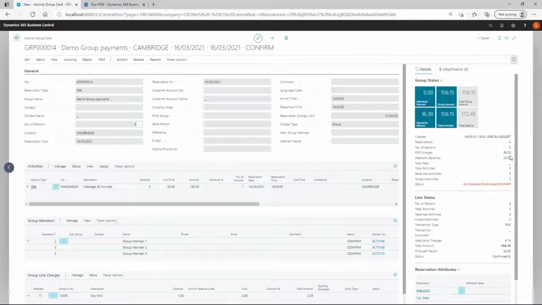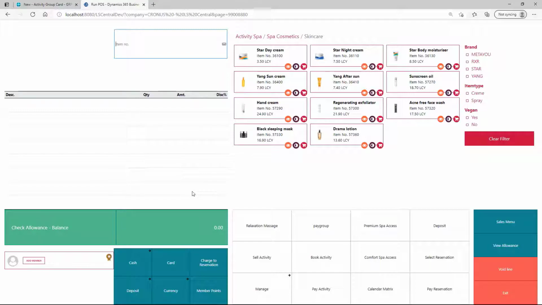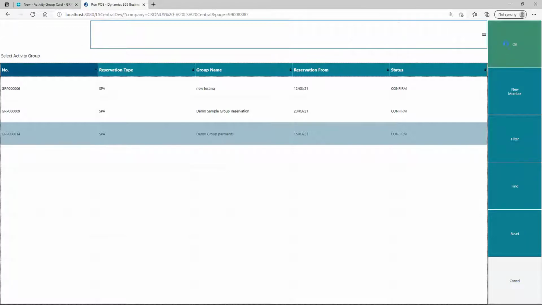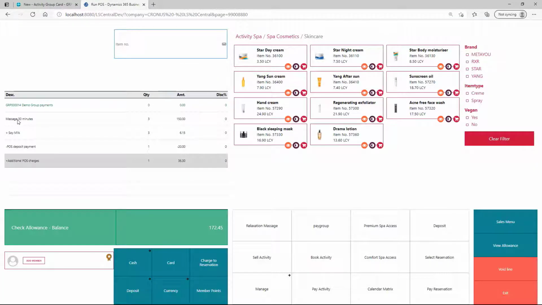So now the group is leaving and they want to finalize this at the POS. Like I said, you can also finalize through the standard Business Central invoicing from the reservation card. But now we're just going to finalize through the POS. So I pay group, select the group, and we get the 3 treatments, the additional product with the treatments. We have a deposit here and the additional POS charges we charged to the reservation.